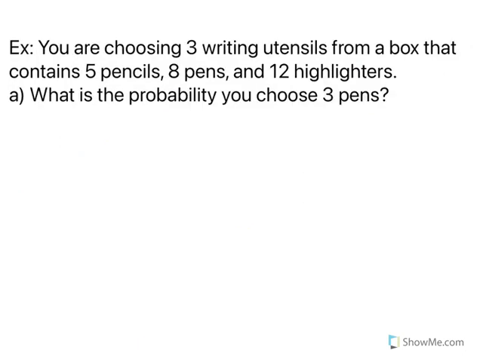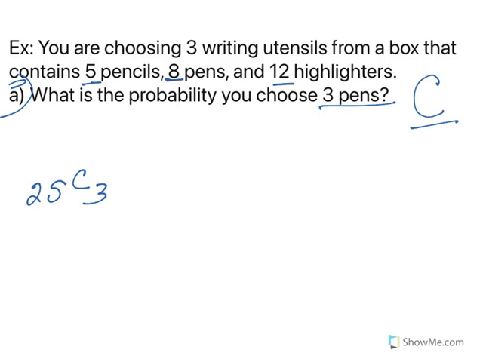You are choosing 3 writing utensils from a box that contains 5 pencils, 8 pens, and 12 highlighters. What is the probability you choose 3 pens? All right. Do we care about the order? No, we just want 3 pens. So this is a combination. Now think about how many different ways. This is letter A here. We're going to do a couple of these. How many different ways can we choose 3 items? If I do 25C3, because 5 plus 8 plus 12 is 25.